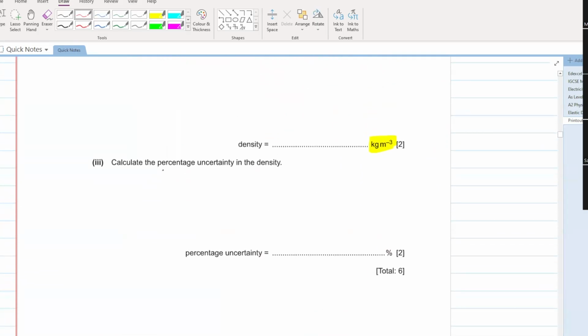Calculate the percentage uncertainty in density. You have to calculate the percentage uncertainty in density. How are you going to calculate the percentage uncertainty in density?